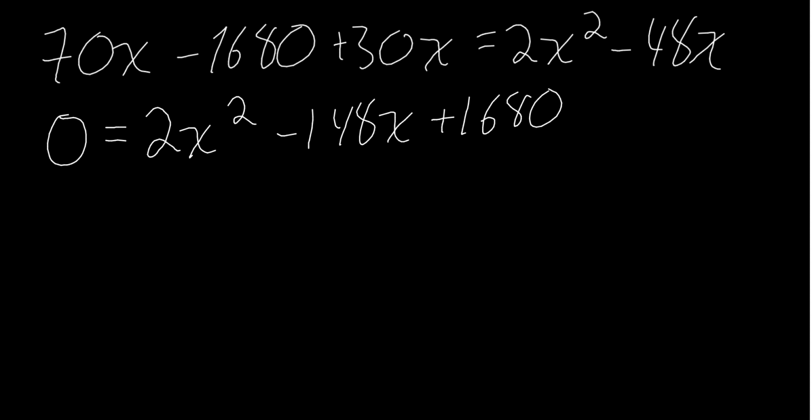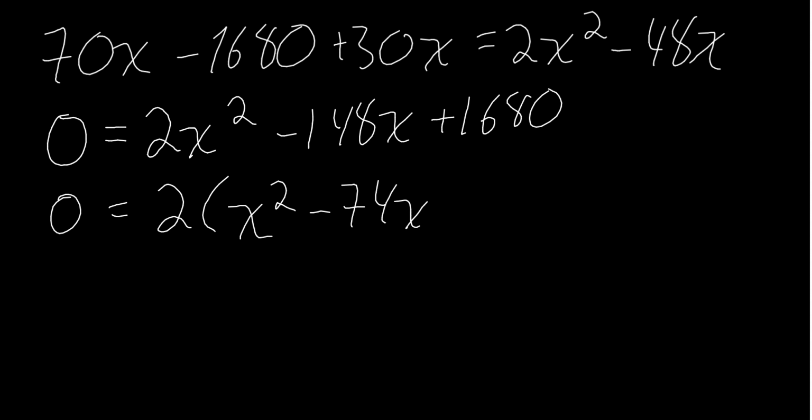Now this looks like a big old mess, and that's because it is, but the first thing I'm going to do is factor a 2 out to make things a little bit easier. So factor 2 out, I've got x squared. Half of 148 is 74, so minus 74x, and then half of 1680 looks like 840.